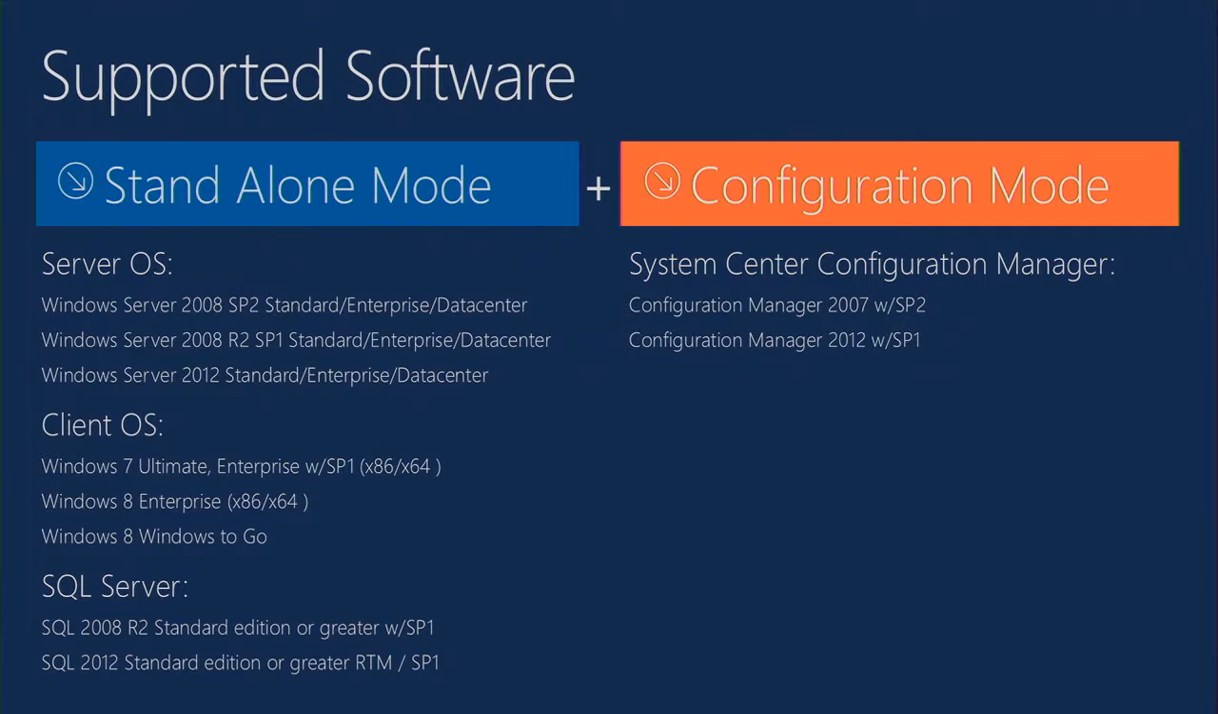Client OSs, I mentioned that we added Windows 8 support, enterprise only. So that's one of the differences when I talked about the scope of BitLocker and MBAM. So BitLocker does support Windows 8 Pro, but MBAM does require enterprise. And then Windows to Go, which is really not a different SKU, but it's a different deployment mode for Windows 8. Server, we support 2008 and 2012.